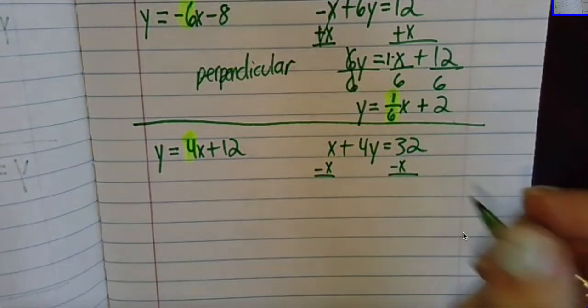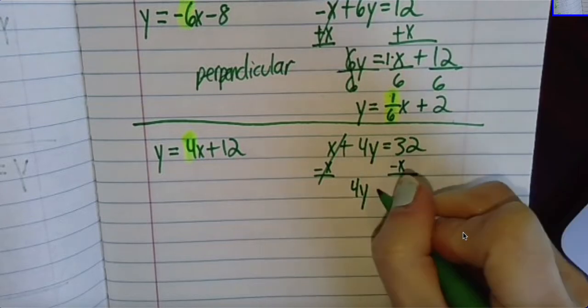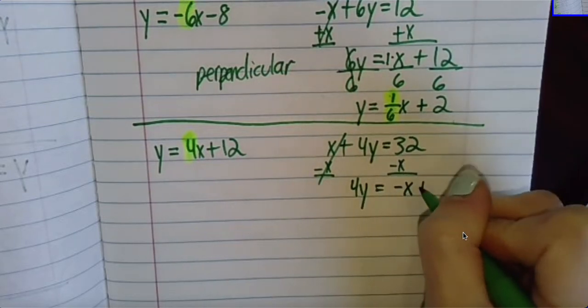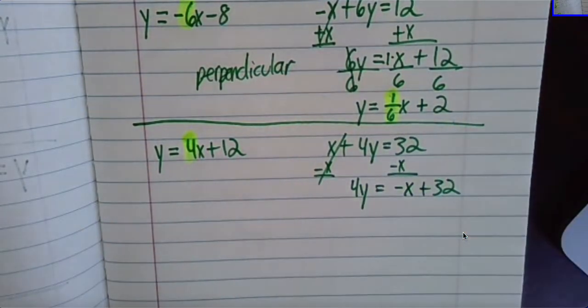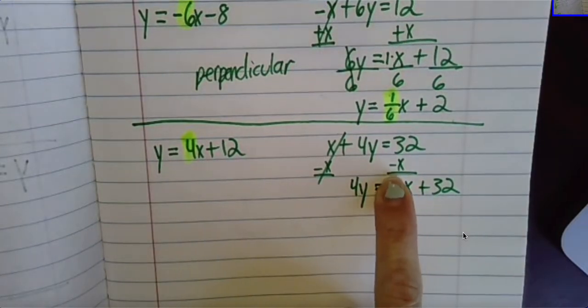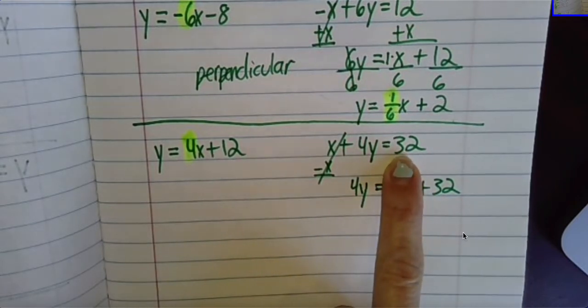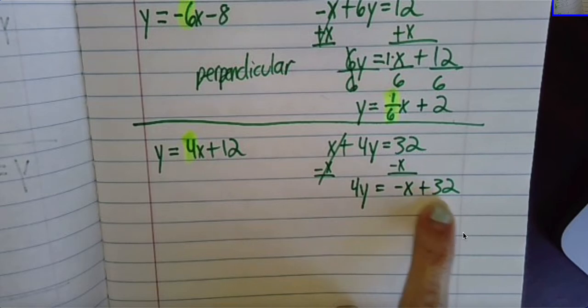Okay, so we get 4y, because those cancel out, equals negative x plus 32. I know that might be kind of confusing. Look at the sign in front of x. What does it say? It's a negative x, so what do I need to write? A negative x. What's my 32? It is positive, so it is a plus 32.